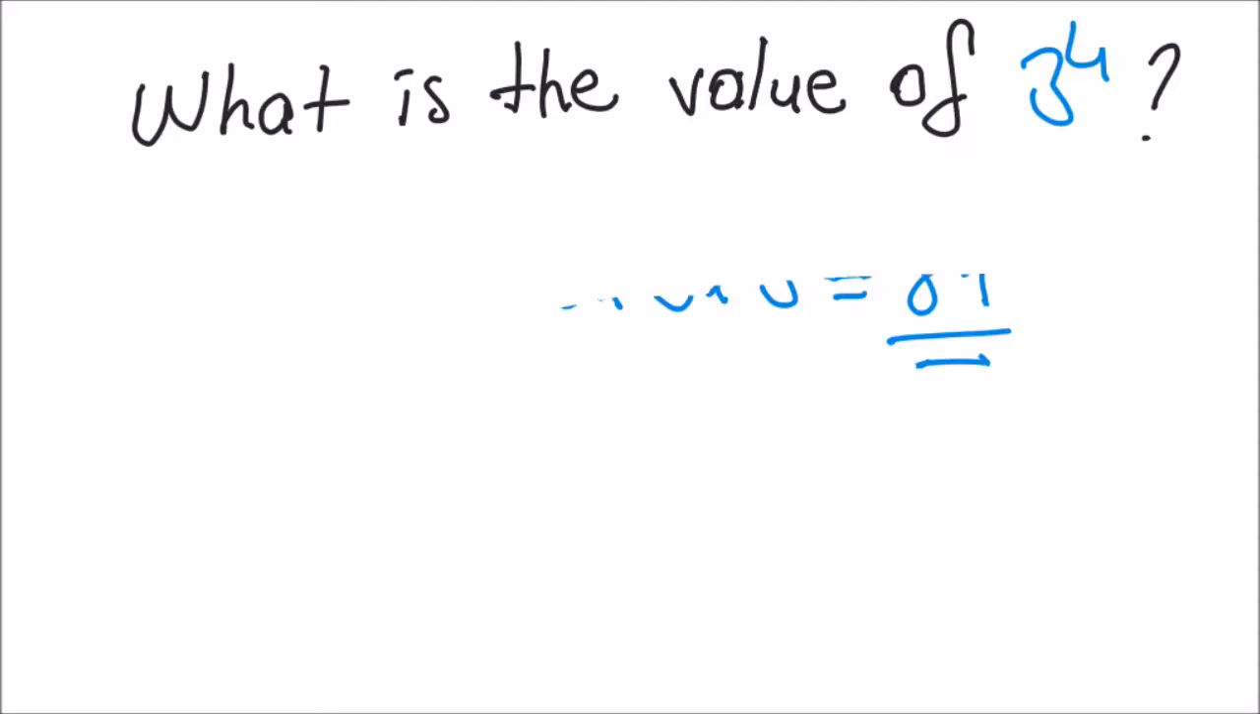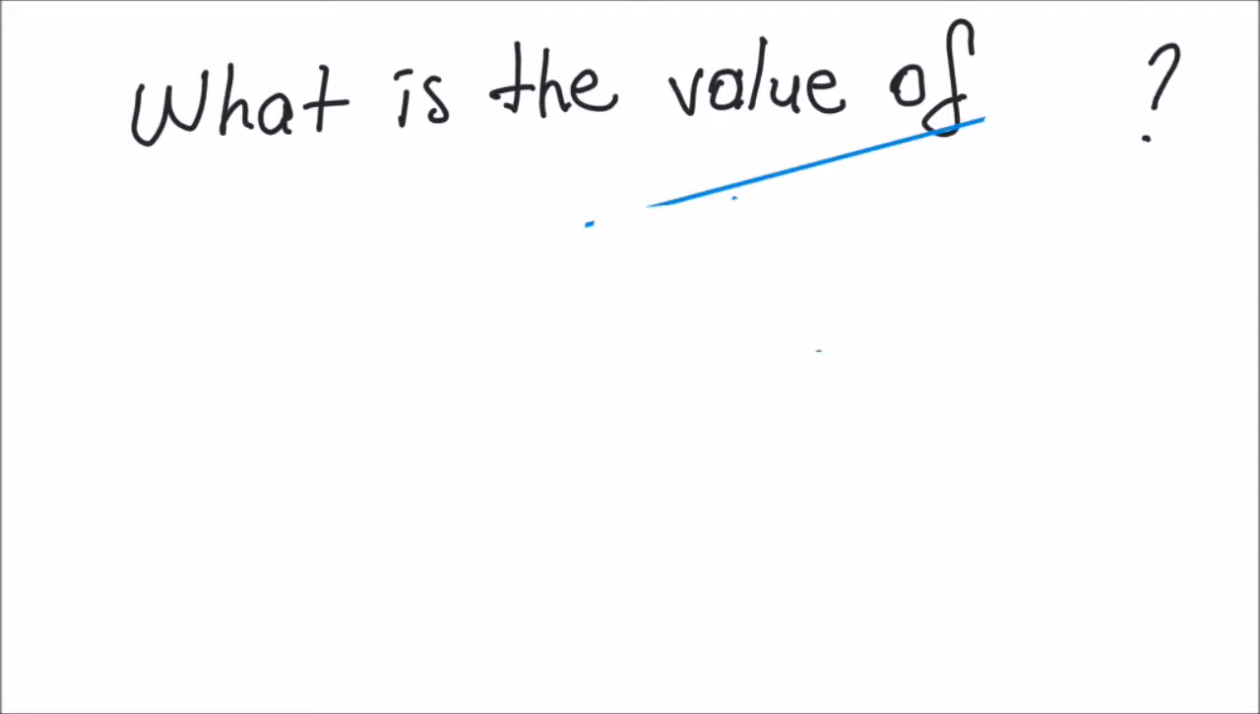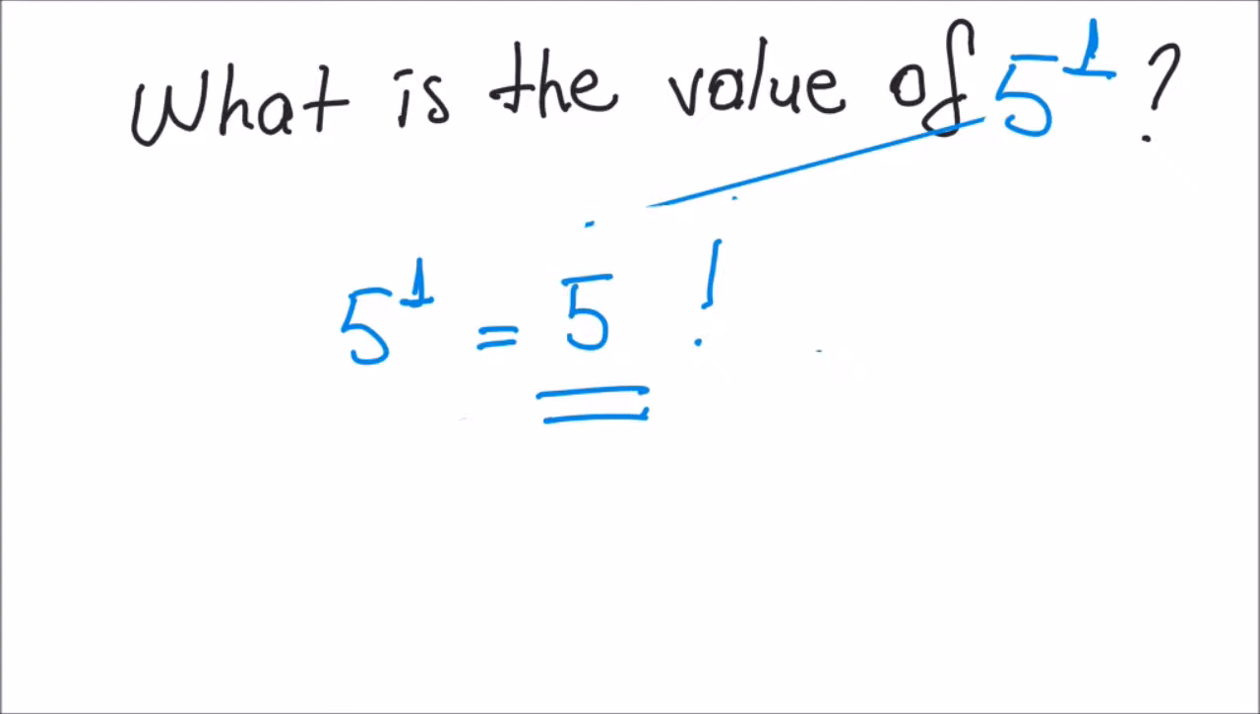Another example, what is the value of 7 power 0? 0 power of every number is equal to 1. It's rule. And another example, what is the value of 5 power 1? 1 power of every number is equal to itself.